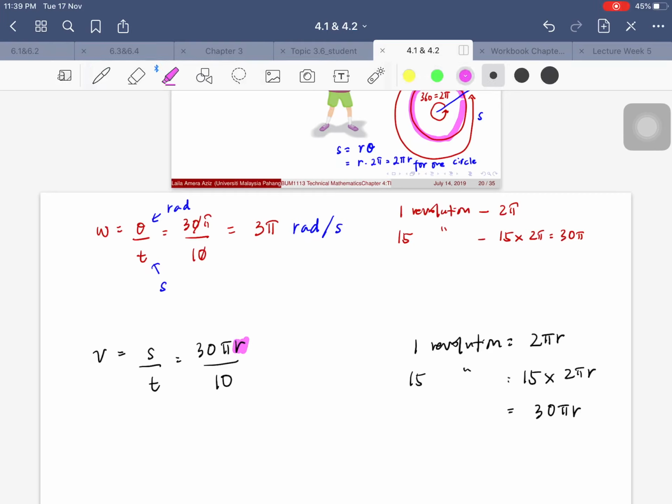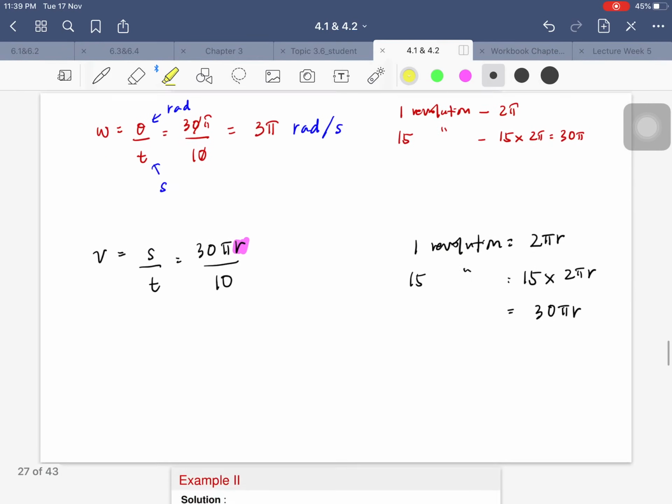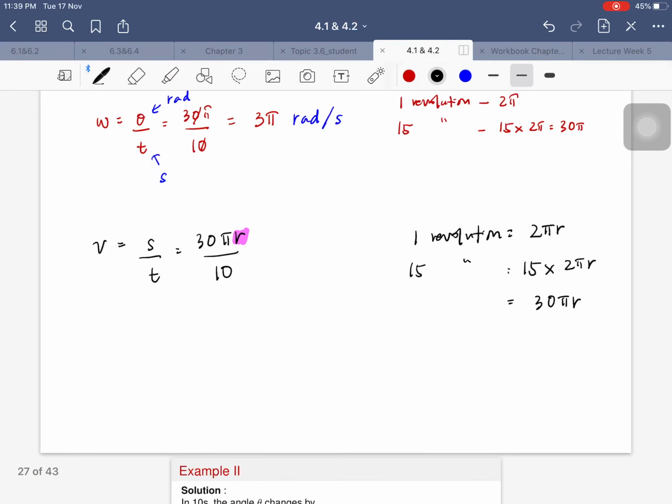But of course, we have to substitute the value of r. For this case, we know that the value of r is 3 feet. So now we substitute the fact that this equals 3, and I end up with 30 pi multiplied by 3 over 10. When I simplify, I end up with 9 pi. Okay, so what is the unit?